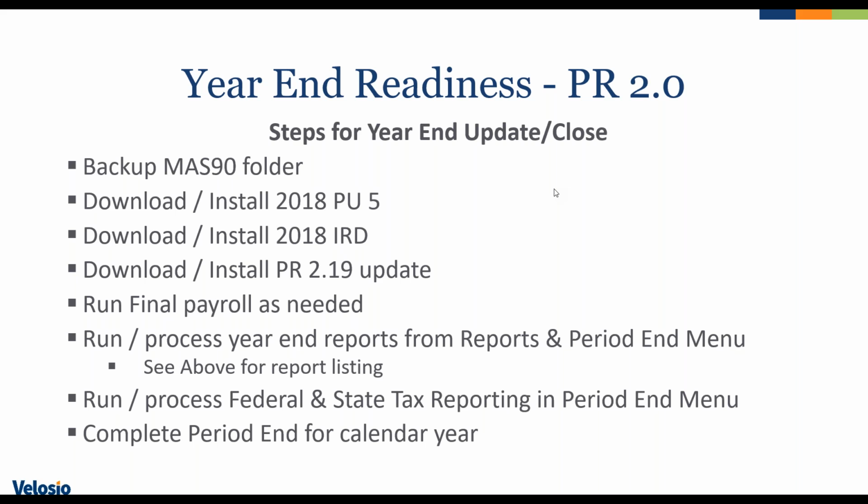Run your final 2018 payroll as needed. Run and process the year-end reports from both the reports and the period-end menu as we described above in the previous steps. The reports themselves haven't changed. The names, I think, are even pretty much the same. And the same reports are found in the period-end menu as well as the federal, state, and tax reporting in the period-end menu.